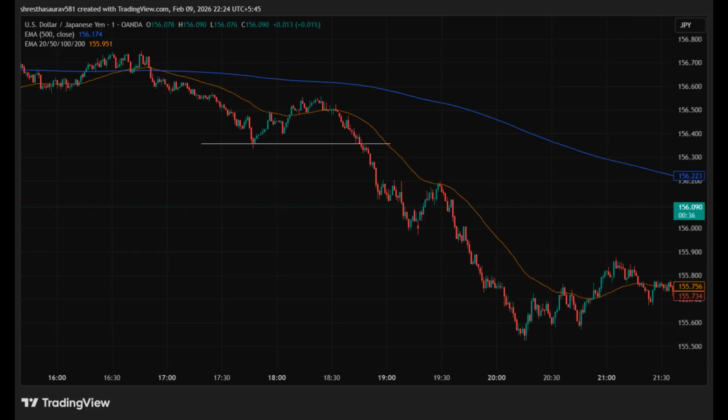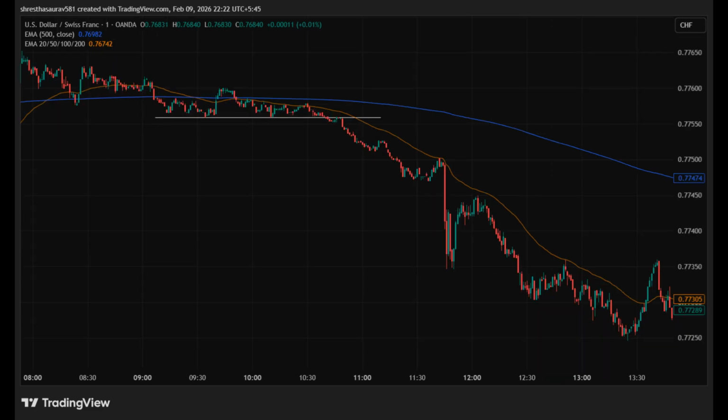This chart shows the USDJPY currency pair, highlighting a clear bearish trend as the price consistently moves downward. The candlesticks are trading well below the 500-period exponential moving average, which indicates strong long-term downward momentum. You can see the price attempted to find support at the white horizontal line near 156.350, but once it broke through that level, the sell-off accelerated significantly toward the 155.500 area.